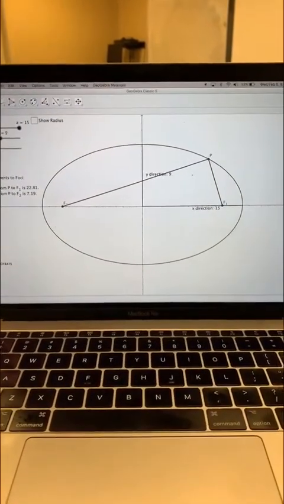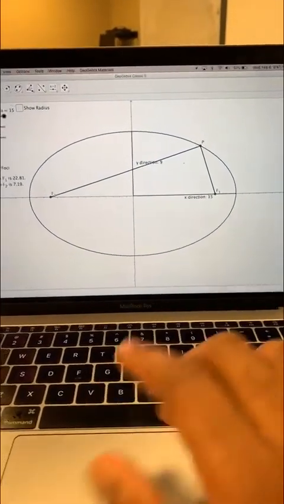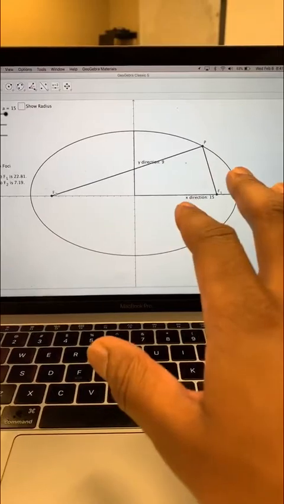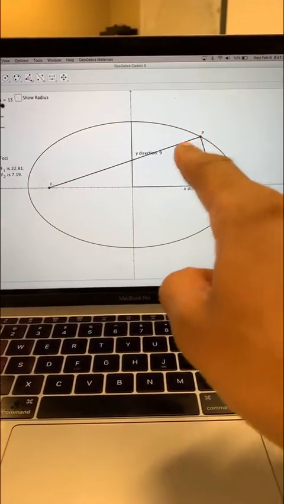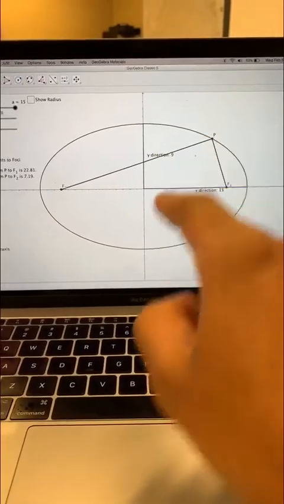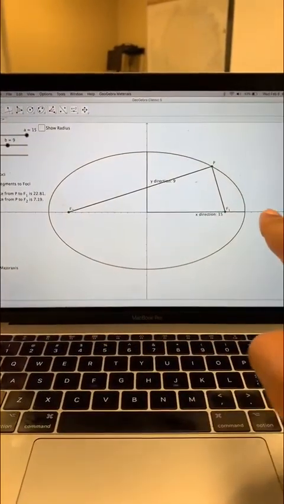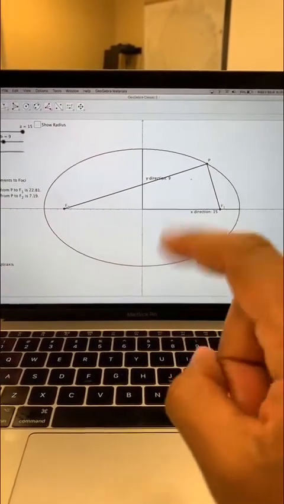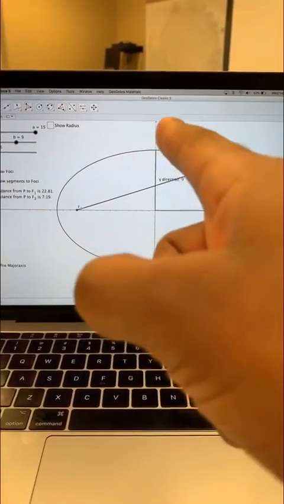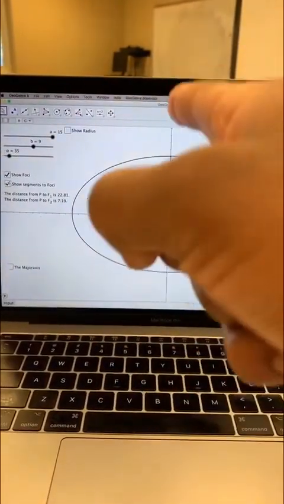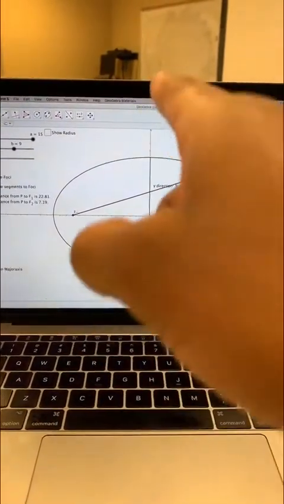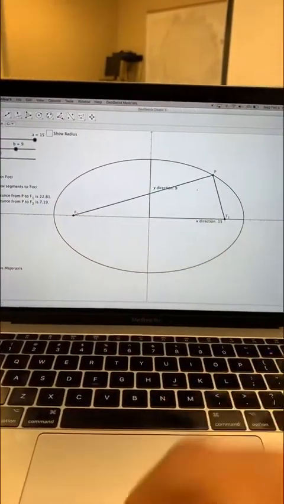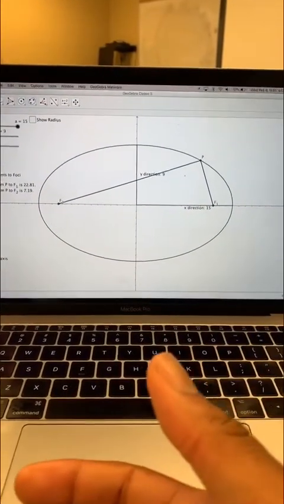F-O-C-I, foci, plural for focus. All right. So now this is the crazy thing about it. If I add this up with that up, it's going to always give me the longest distance. So with a circle, we call the part that cuts all the way through straight down the center the diameter, right? And no matter if I go up, down, left, right on the circle, the diameter is always the same.